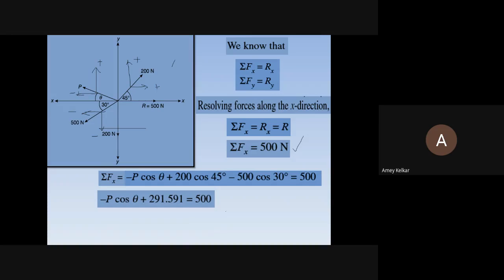Minus P cos theta plus 200 cos 45, putting it on the calculator, I'm getting 291.591 is equal to 500. Now from this, I'll get the equation P cos theta is equal to minus 79.59. So you have to push that P cos theta to the right-hand side, minus becomes plus. 500, take it on the other side, plus 500 becomes minus 500. 500 minus 500 plus 291.59 will give you the answer.